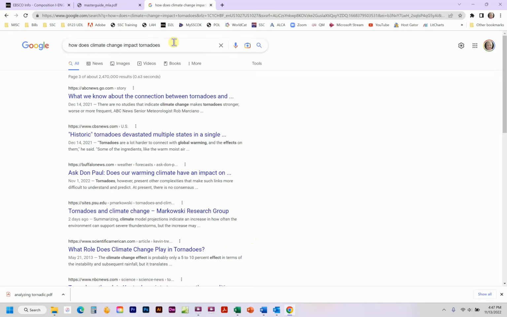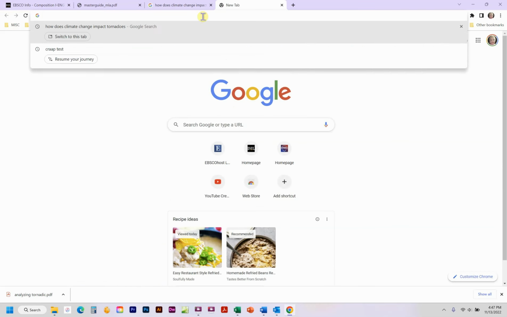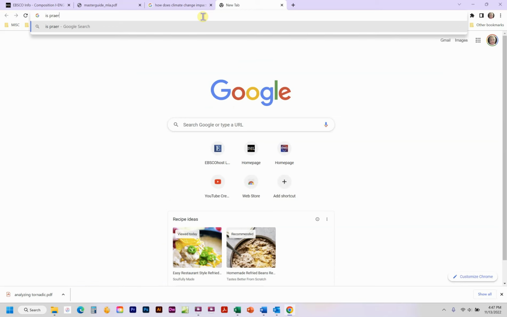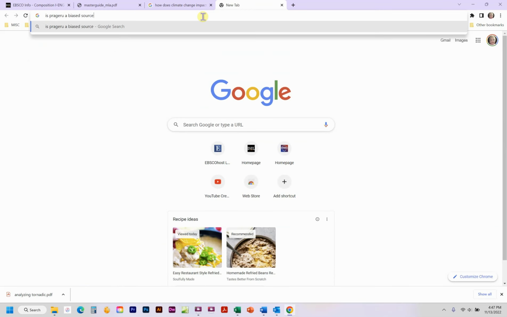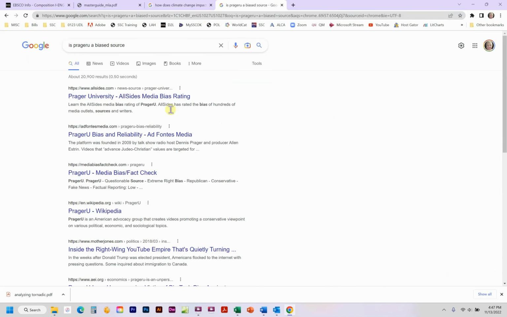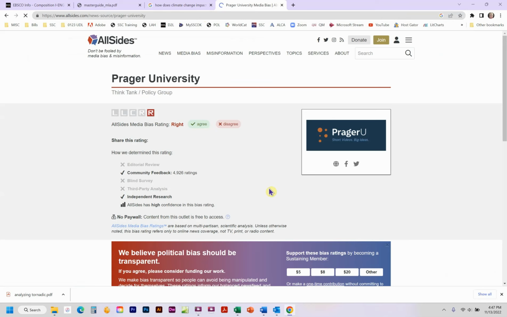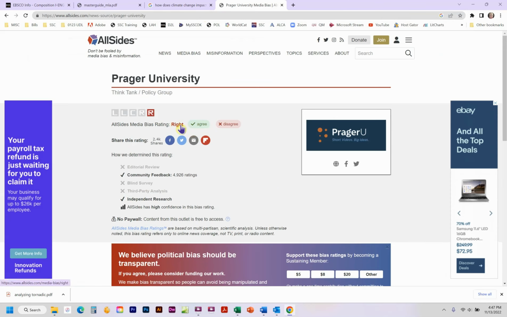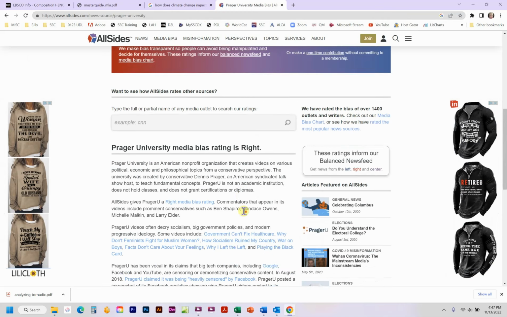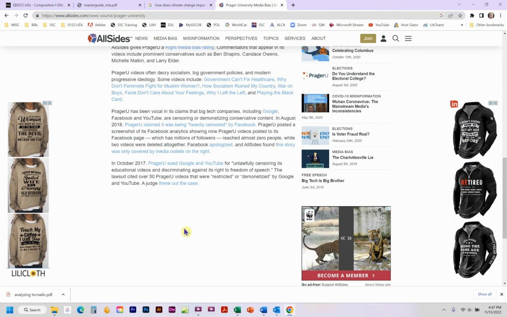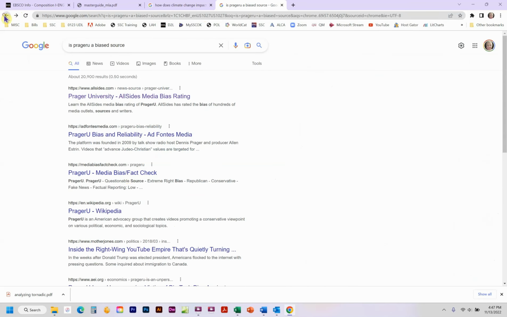And I bet if I would say, Google, is Prager U a biased source? Right, so here's the All Sides Media Bias Rating. And what does it say? It is rating it right, right? And it's going to tell you why it says that it's right wing.